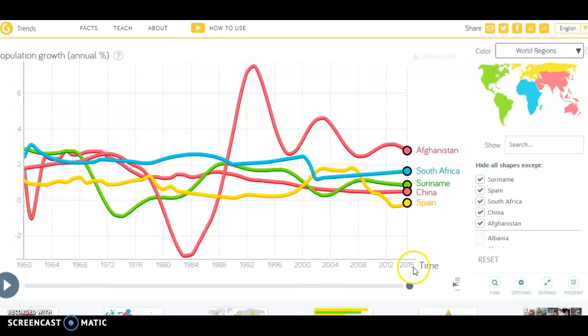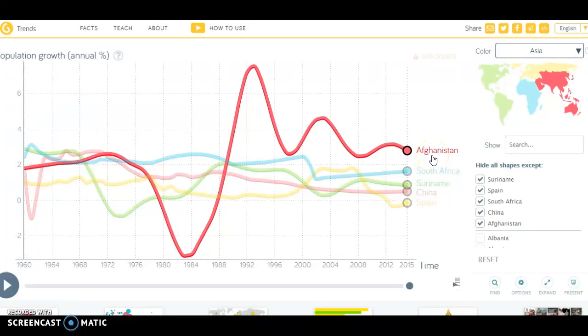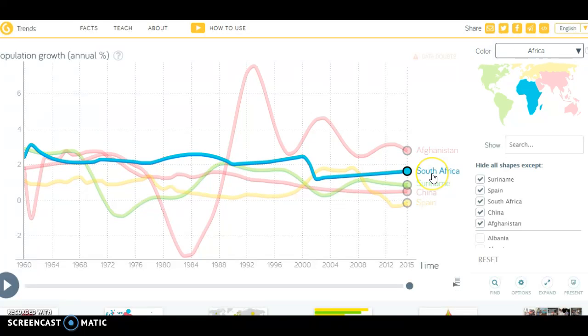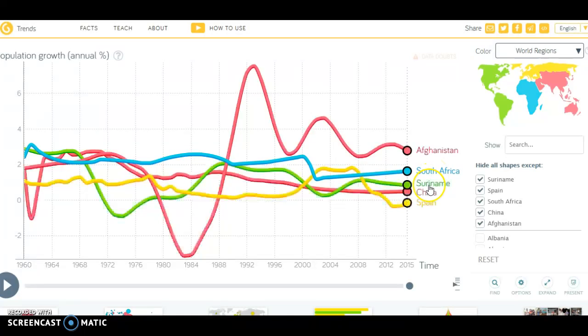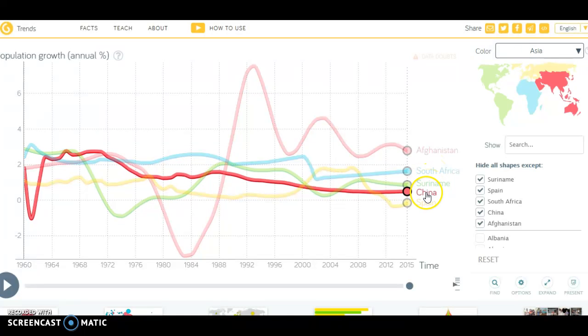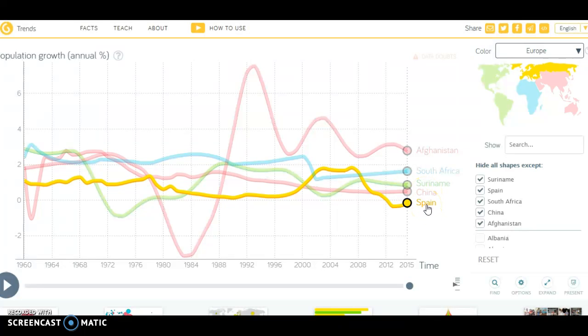So in the end, that's 2015, we see that Afghanistan is at the first place as always, South Africa at the second place, Suriname at the third place, China at the fourth place, and Spain on the fifth place.